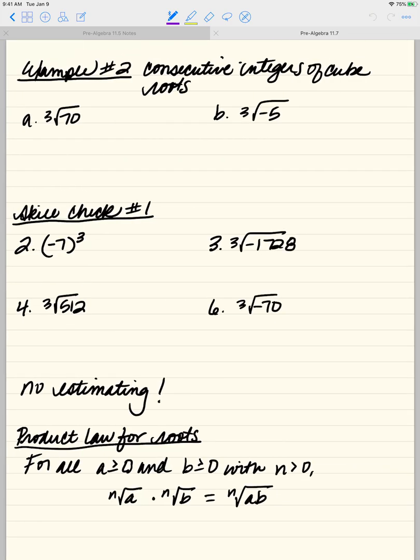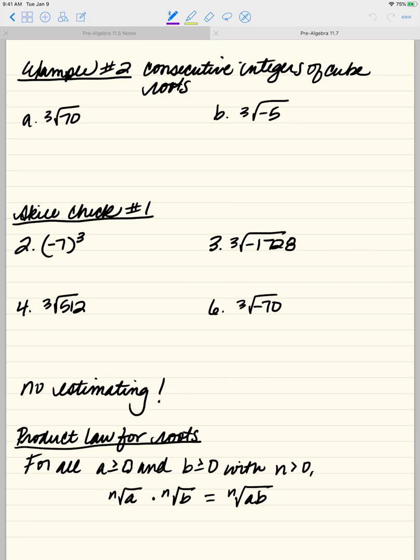Example number 2. We are not going to do, just like with the square roots, the estimating to decimal places of cube roots, but we are going to try to figure out between which consecutive integers cube roots that are not perfect cube roots lie. So we won't do the estimating part, but we will do this consecutive integer idea.